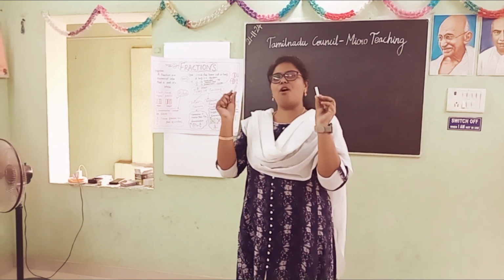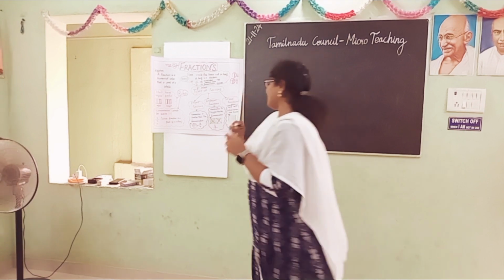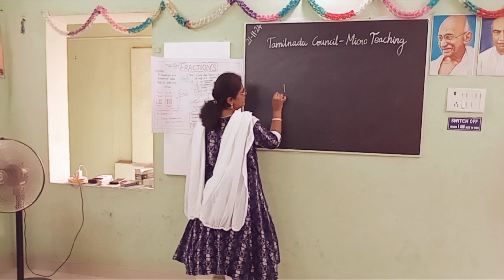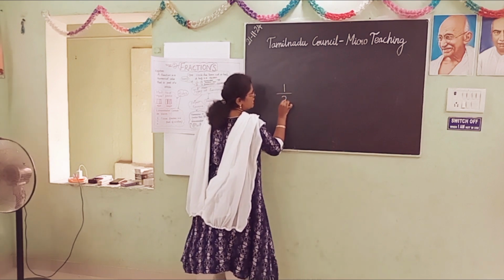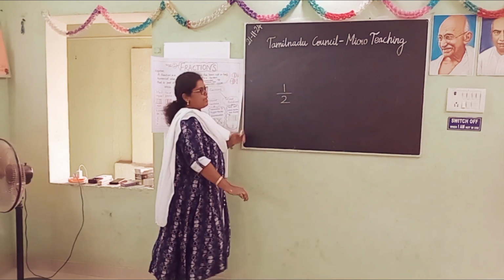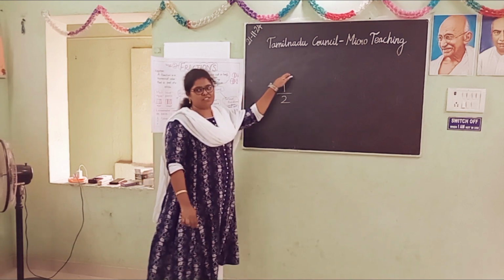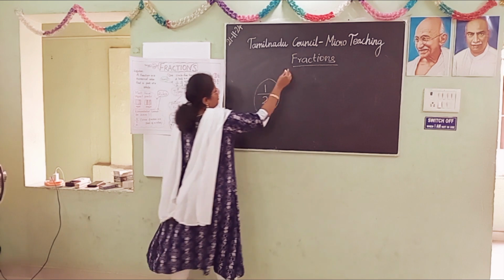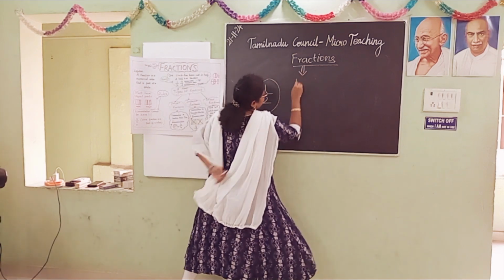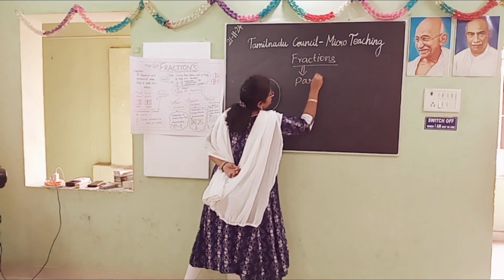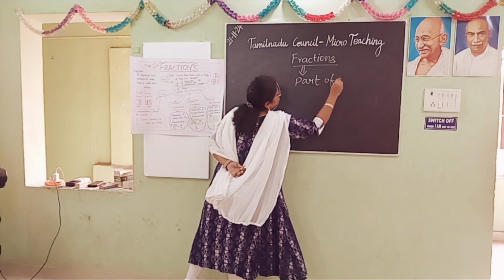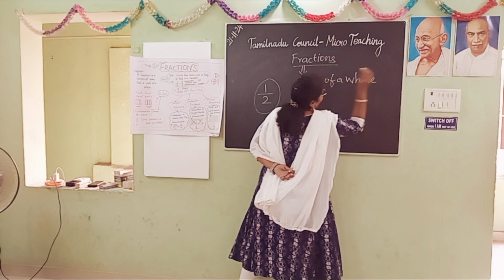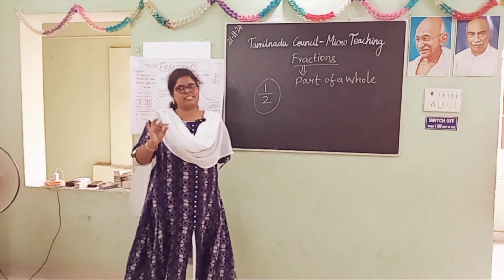Okay. So how can you write this? One whole piece has been divided into two equal parts. This kind of number is called a fraction. It's a part of a whole. What is a fraction? It's a part of a whole. Let me explain in a simple manner.